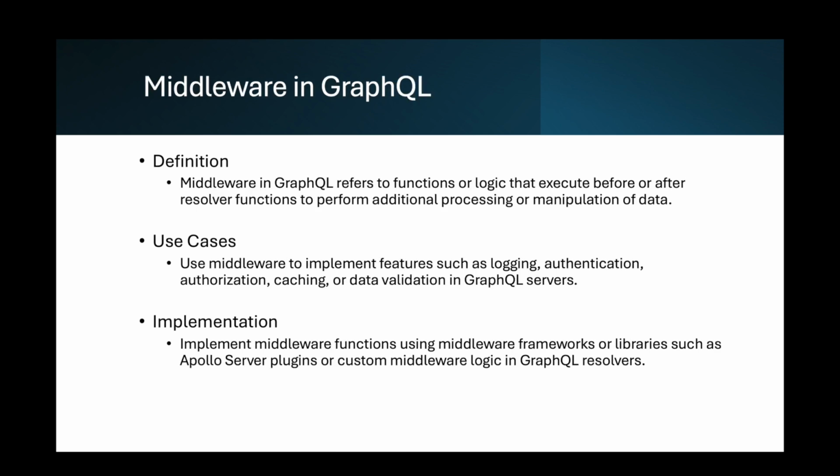Let's talk about middleware in GraphQL. Middleware in GraphQL refers to the functions or logic that execute before or after resolver functions to perform additional processing or manipulation of data. Use cases for this are: use middleware to implement features such as logging, authentication, authorization, caching, or data validation in GraphQL servers. For implementation, you implement middleware functions using middleware frameworks or libraries such as Apollo Server plugins or custom middleware logic in GraphQL resolvers.